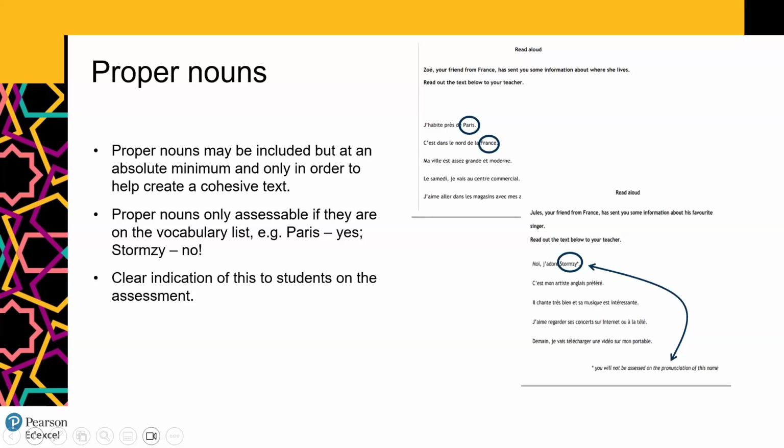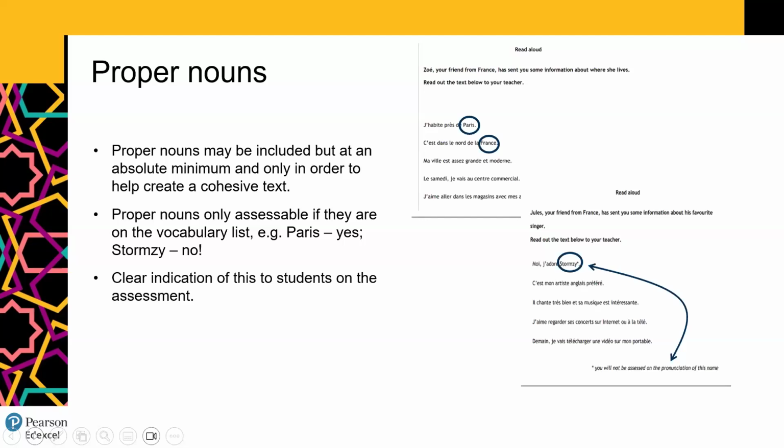In the Read Aloud, the candidates may come across some proper nouns. Now, if the proper nouns are in the vocab list, the students will be expected to pronounce them properly. For example, here, if we look at the French one, Paris and France are in the vocabulary, so that will be counted towards their pronunciation. Whereas in the second one, you can see Stormzy. Stormzy is not in the list, but here it was needed to make a coherent text.